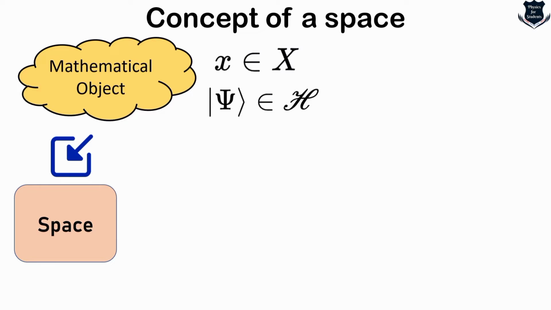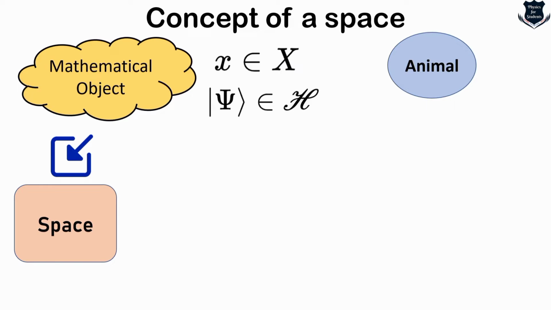Similarly, if you take for example a quantum state or any psi or any wave function, it basically resides inside the Hilbert space. So that means the concept of a space, from vector space etc., is that there should be a mathematical object, whatever it be, and it should reside inside that space, and that space will have certain properties which will be the property of that space.